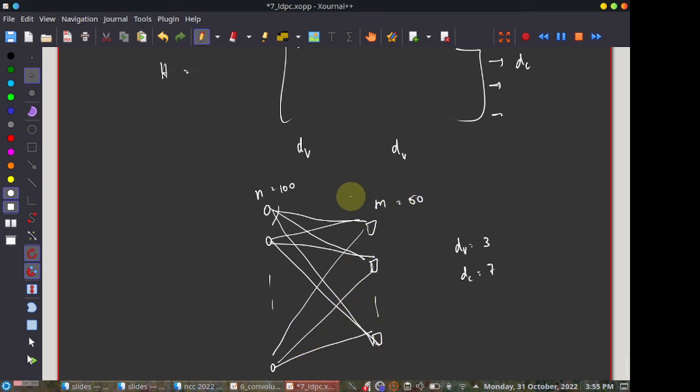But what about the right side? If I select n equal to 100, m equal to 50, dv equal to 3, then what should dc be equal to? 6. So you can't choose dv and dc arbitrarily. So what is the requirement? What should dc be equal to? N times dv divided by m. So you have to choose this.